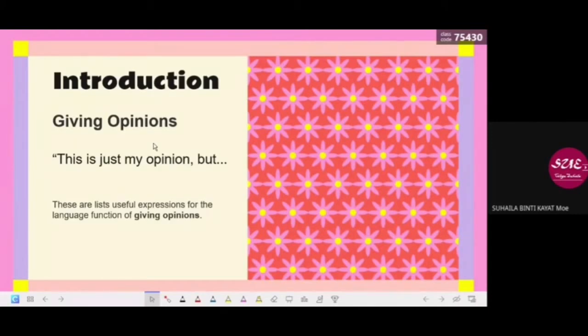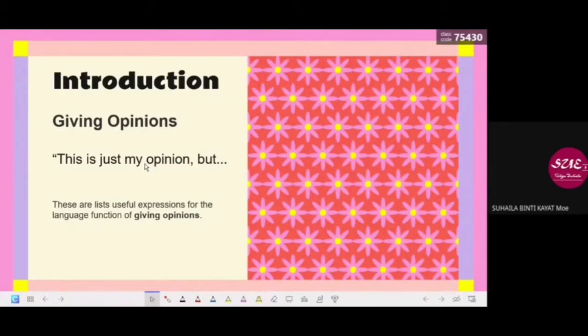What is opinions? Pandangan, cadangan, suggestion, pandangan. Okay, lebih kepada pandangan. What is your opinion? Senangnya in Malay, awak rasa macam mana? But in English, this is just my opinion. This is my pandangan.